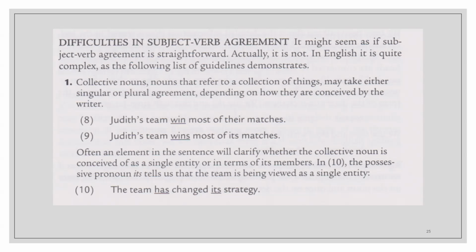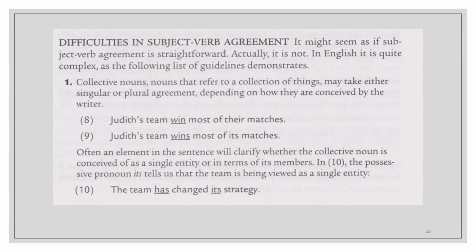So we can see here in example 8, the person who wrote this sentence conceptualizes team as a plurality. It's a group of people, it's multiple people. The pronoun would be they. They win most of their matches. But in example 9, the person who wrote this sentence is conceptualizing Judith's team as a single cohesive unit. The pronoun would be it. It wins, add an S, most of its matches.